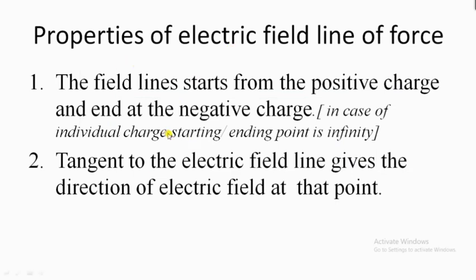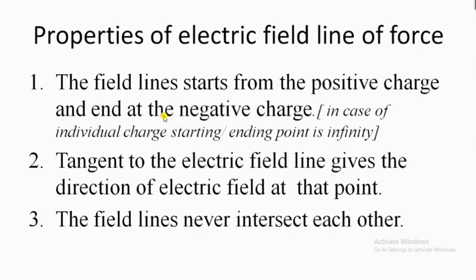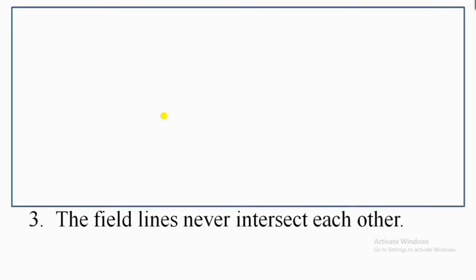So number 2, the tangent to electric field lines gives the direction of electric field at that point. So we already know, if we draw a tangent to the electric field line, we get the direction of electric field. And number 3, the electric field lines never intersect each other. Now let us understand why they cannot cross each other.